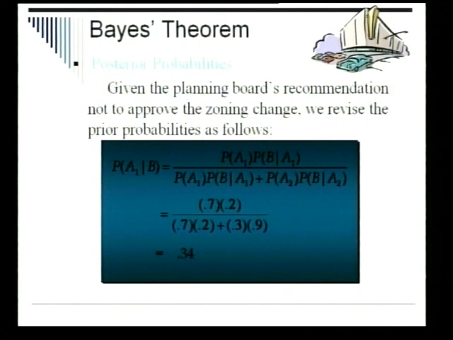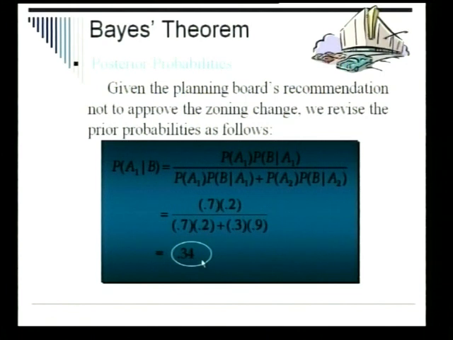So we just substitute the values. What we want is probability of A1 given B. By the Bayes theorem we substitute the formula: probability of A1 into probability of B given A1, upon P(A1) into P(B given A1) plus P(A2) P(B given A2), and substitute all the values. Probability of A1 is 0.7, B given A2 is 0.2, and substituting the values, we will get 0.34.